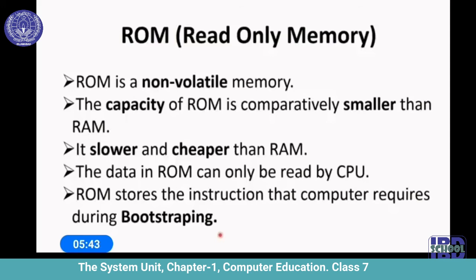ROM is non-volatile memory. The data inside the ROM is retained even if the power of CPU is switched off. The capacity of ROM is comparatively smaller than RAM. It is slower and cheaper than RAM. The data in ROM can only be read by CPU. The data in ROM cannot be modified. ROM stores the instruction that computers require during bootstrapping. Bootstrapping process is the self-starting process where the basic softwares are loaded in computer memory after power on or reset.